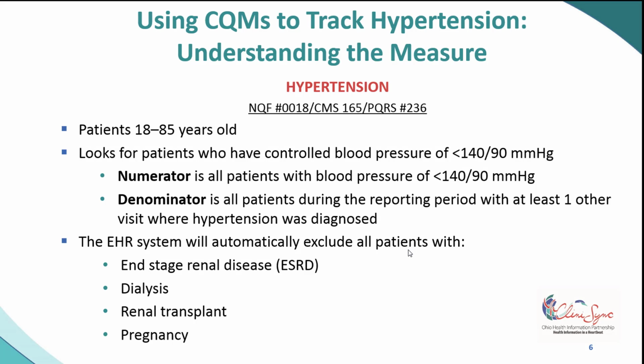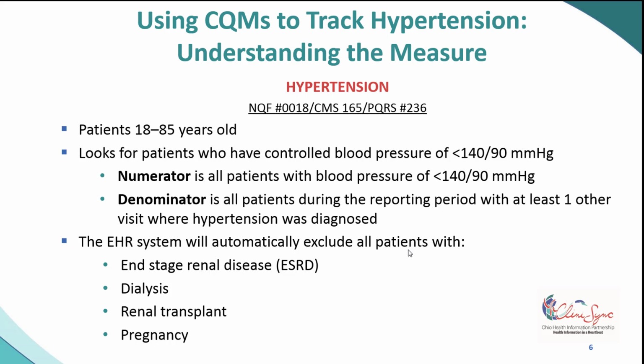The measure titled Controlling High Blood Pressure is known as NQF0018, CMS 165, or PQRS 236. Despite the different numbers, the measure is the same as to how it is calculated. When you want to know if your patients with hypertension are under control, you can run a report out of your system that will give you the number of hypertensive patients whose blood pressure is 140/90. This will be the numerator of the measure. The report will also tell you how many patients you have seen with a diagnosis of hypertension.